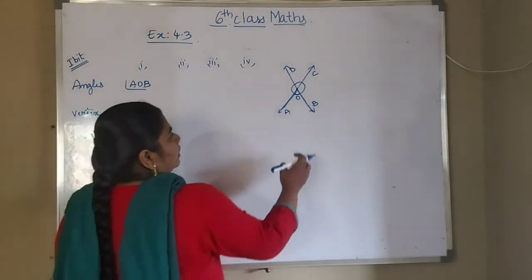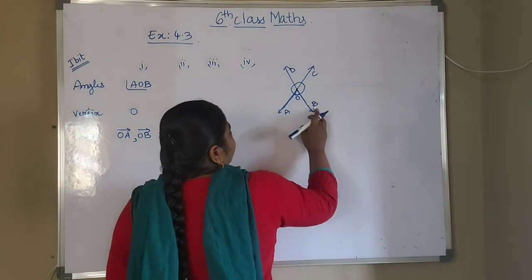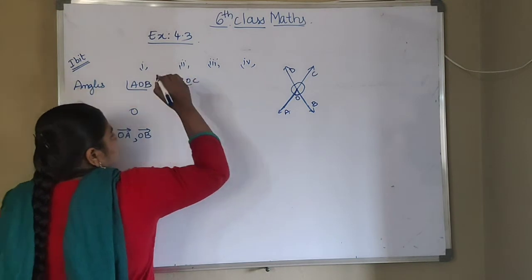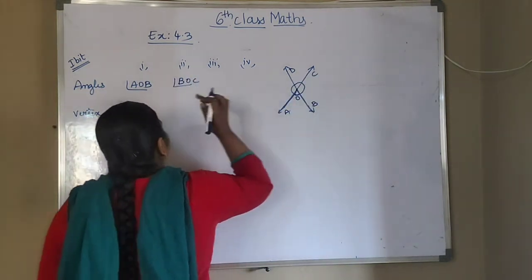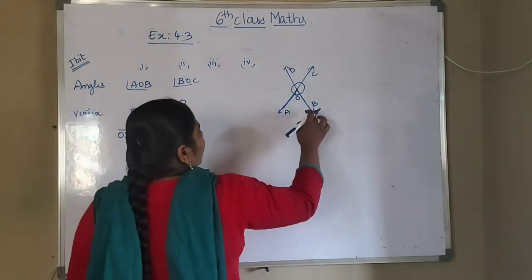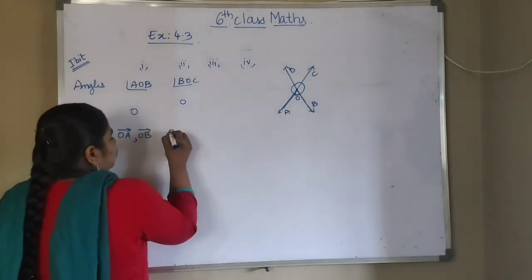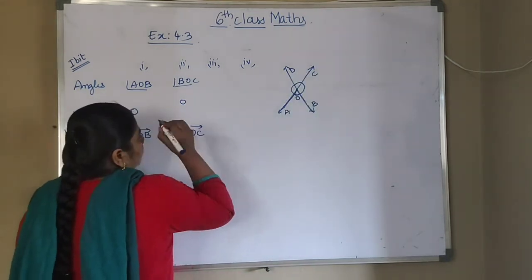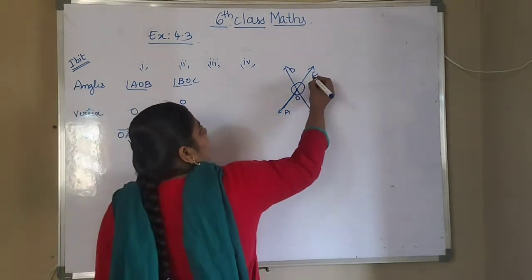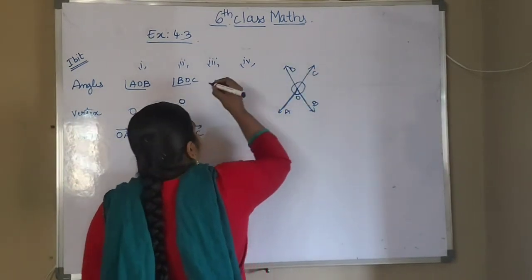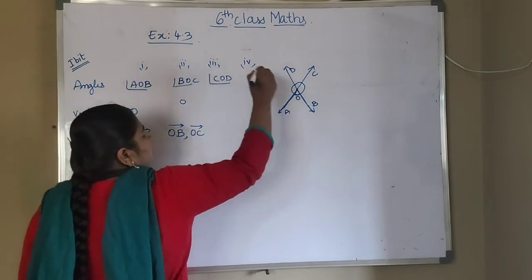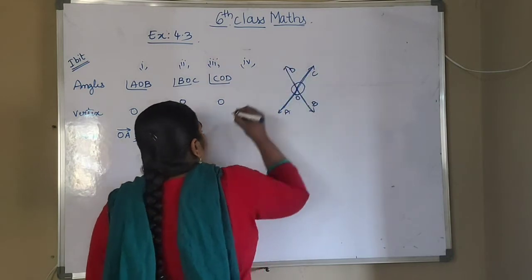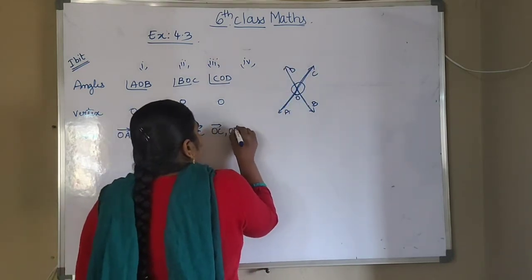So next angle I am writing as BOC. Next angle is BOC. So what is the vertex here? For this angle, vertex is again O. And what are the arms here? OB arm, that is OB ray, comma OC ray. Next, third one, I am taking angle as COD. Angle COD. And what is the vertex here? O. And what are the arms for this angle? That is OC and OD ray.